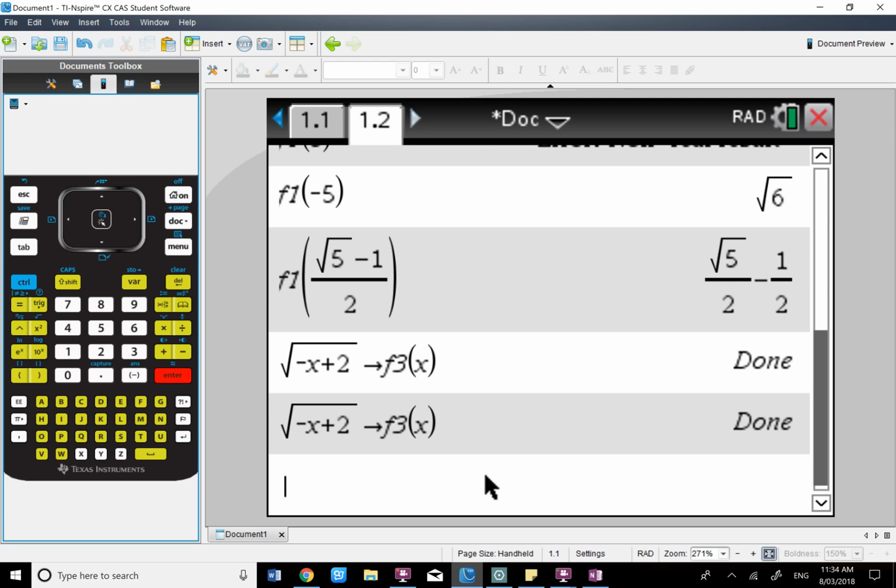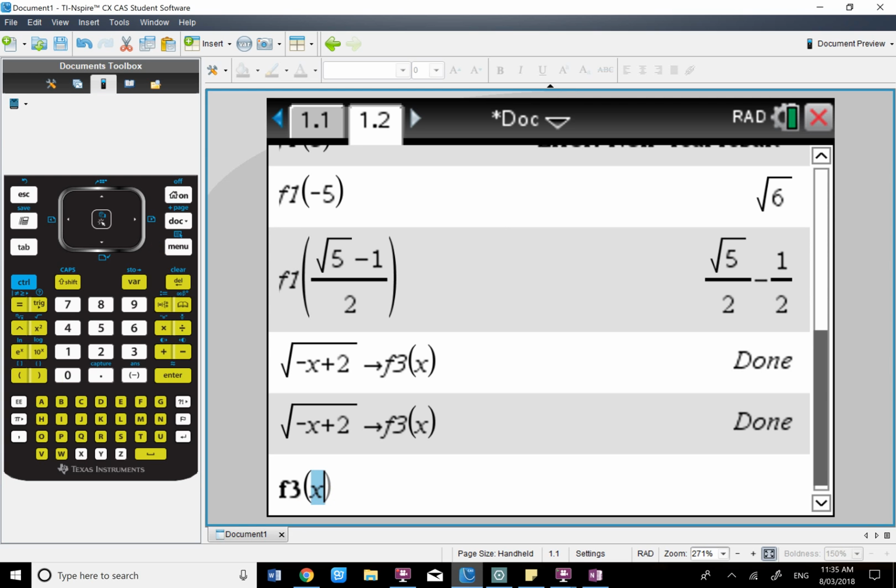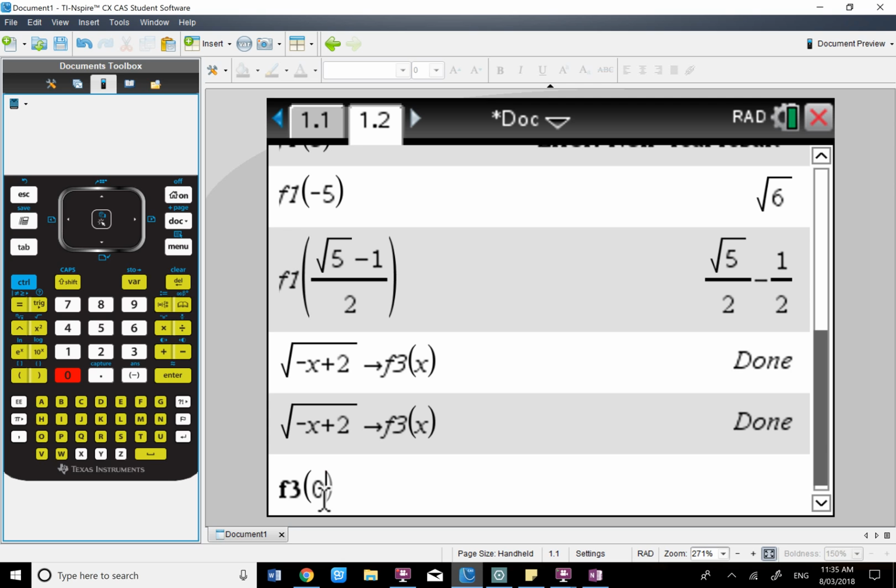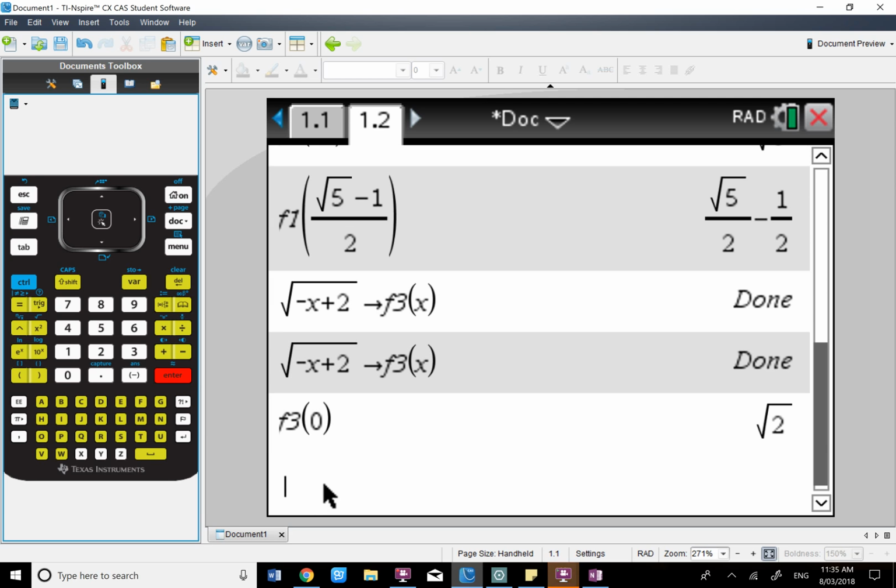So now we will see f3(x). Now it looks different. So you have saved the function as f3. The name of that function is f3. So f3 refers to square root of 1 minus x plus 2. And now I want to see the intersection. I can say y-intercept, so f3(0), and I can enter. That will give you root 2. There's a lot of things you can just quickly do.